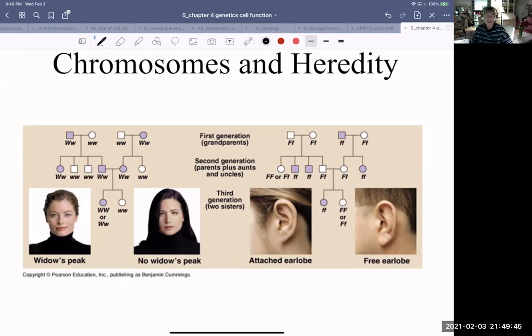But I don't think I'm going to do a dihybrid. We're not doing dihybrid crosses. Just monohybrid crosses, like this one that we just did. I hope that cleared things up for you.